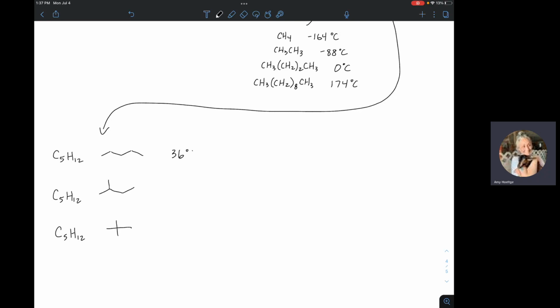36 degrees Celsius is the boiling point for n-pentane. Isopentane, 28. And neopentane is only 10. So there has to be something to that. And we rationalize that difference in that particular physical property by looking at the difference in the significance of the dispersion forces.